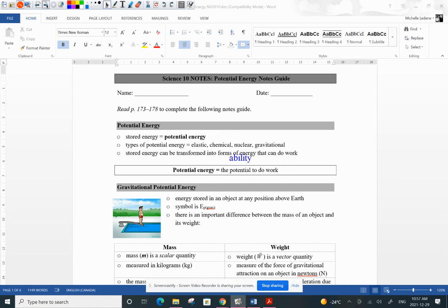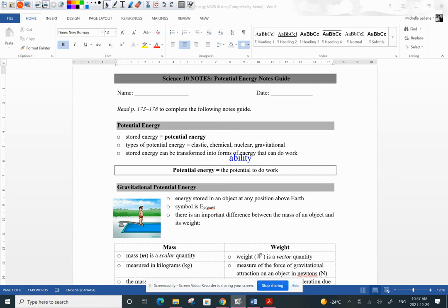When we define potential energy, it's the potential, or the ability, to do work. When we talk about gravitational potential energy, our symbol is EP for potential energy, brackets grav, meaning it's due to gravity. Any object above the Earth's surface has gravity. In the little picture there, there's a man on a diving board. Well, he has energy due to his position.